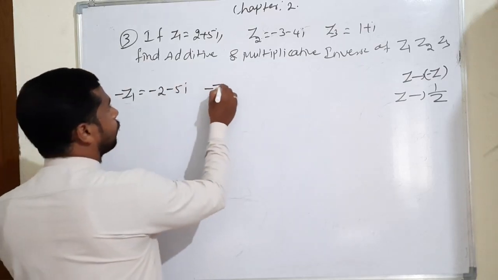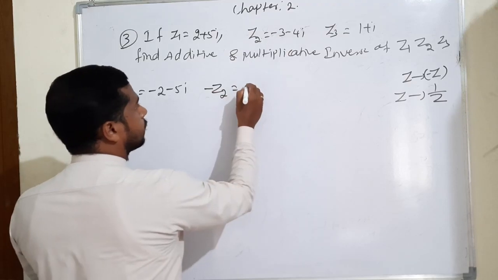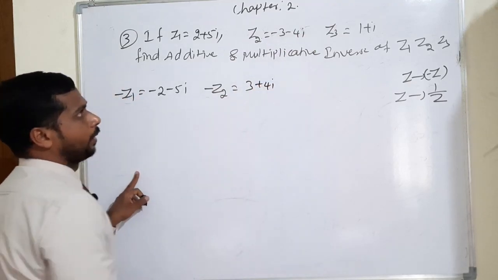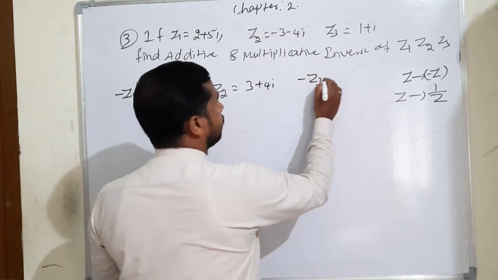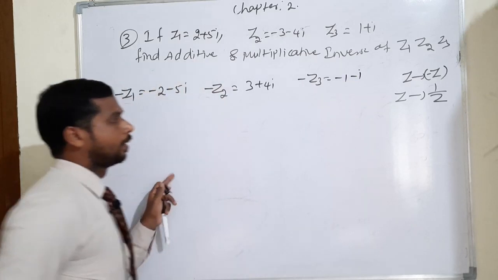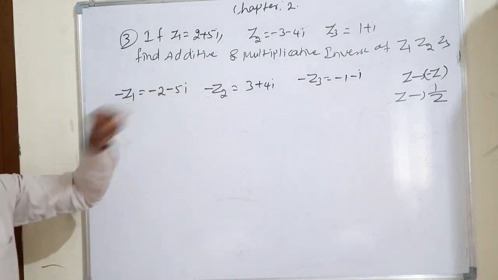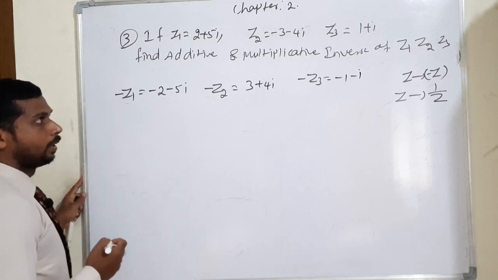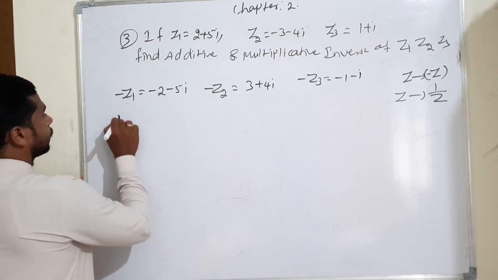Then what is minus z2? Minus 3 is there, positive 3, minus 4i is there, we can write positive 4i. Then minus z3 means plus 1 means minus 1, plus i means minus i. That is additive inverse over. Moving to multiplicative, that is important. Look at there, some different steps also will come. Okay, multiplicative inverse.